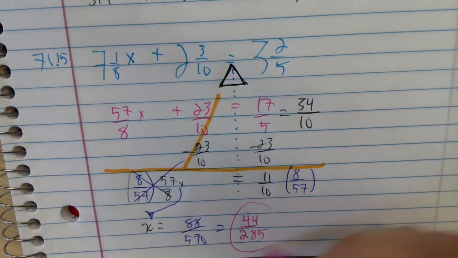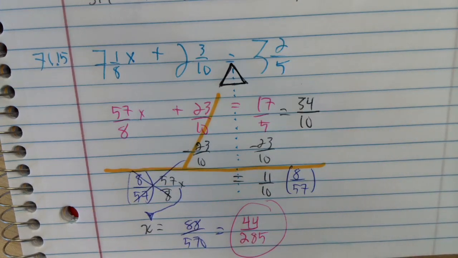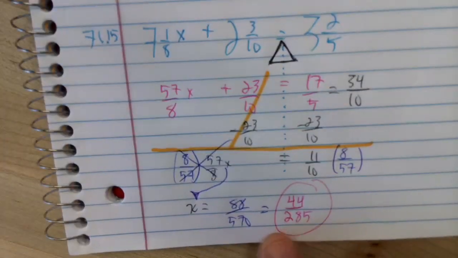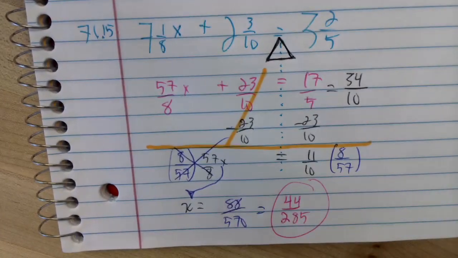285. All right, how does it? Yeah, okay. Now there's no need to change that to a decimal. That's our exact answer. As well, you can't change that to a mixed number. Okay.